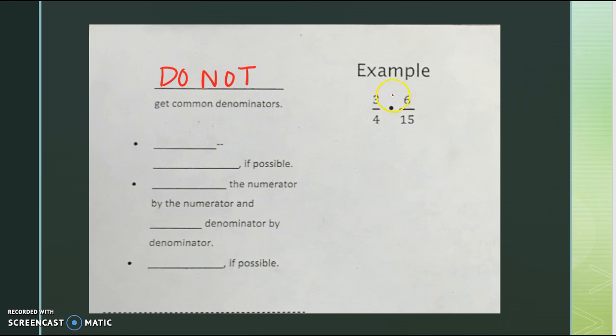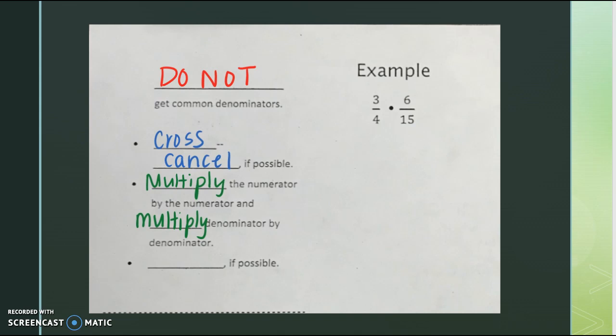So we're actually going to leave this problem the way it is. And we want to look to see first if we can cross cancel, if possible. So that's kind of like an early step of simplifying. Once we see if we can do any cross canceling, we want to multiply the numerator by the numerator and also multiply denominator by denominator. So basically we're just multiplying straight across if we can't do any cross canceling.